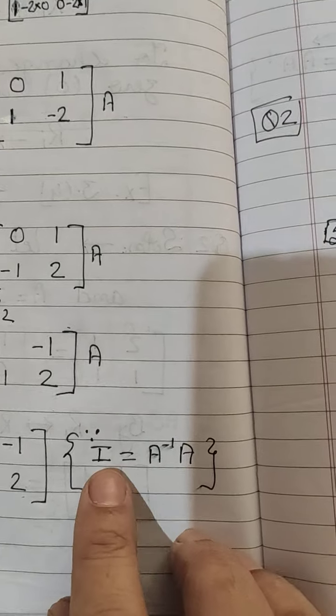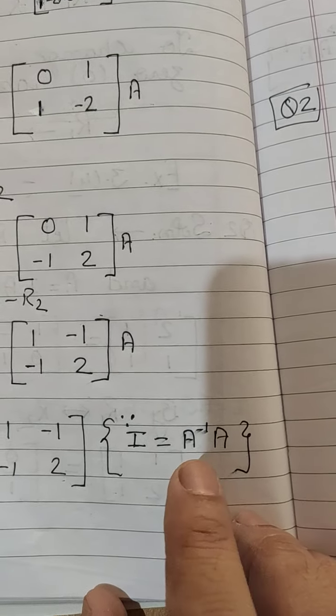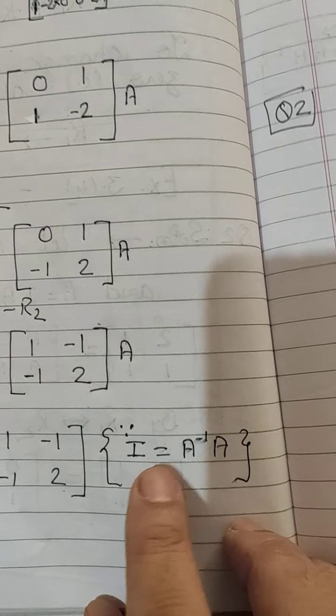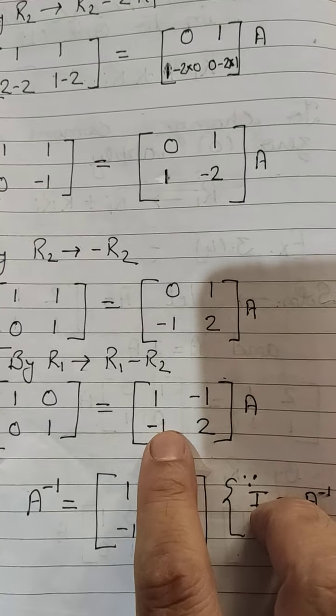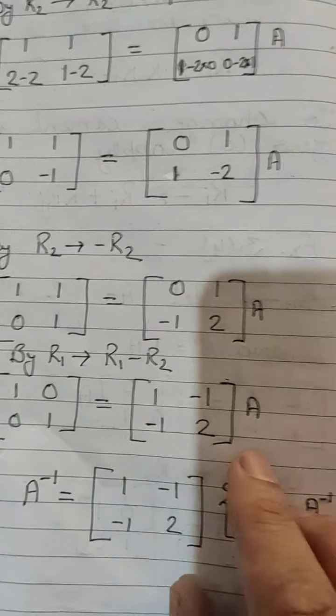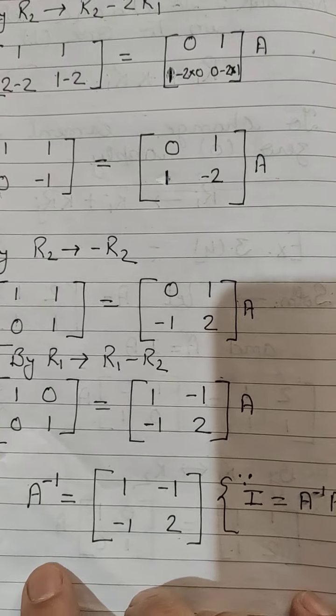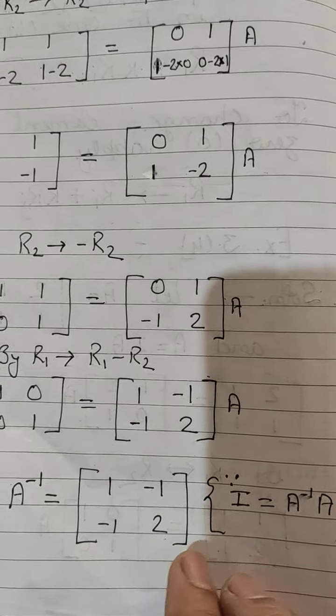Now the last step, I is equal to A inverse into A. What is the inverse of a matrix? When we multiply a matrix, we will get the identity matrix, that is I. So here, as we are multiplying this matrix with the given matrix, we are getting I. So this matrix is known as the inverse of a matrix. So what is A inverse? A inverse is equal to 1 minus 1 minus 1 2.